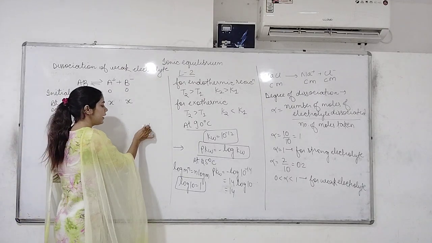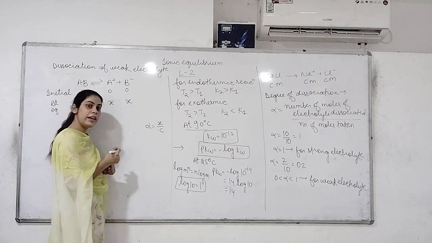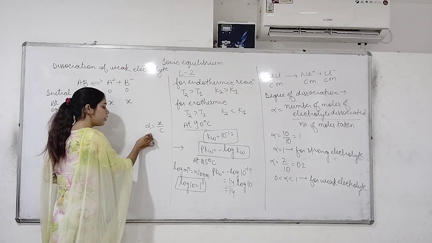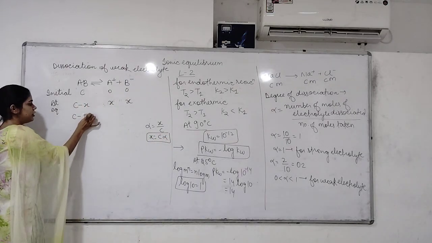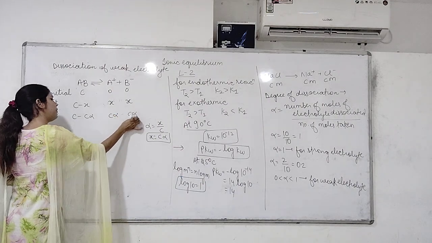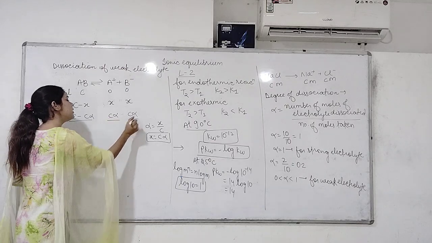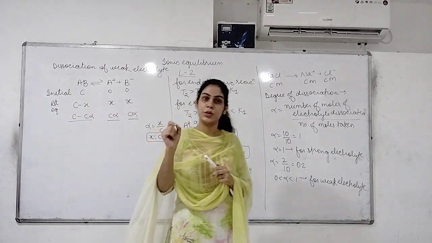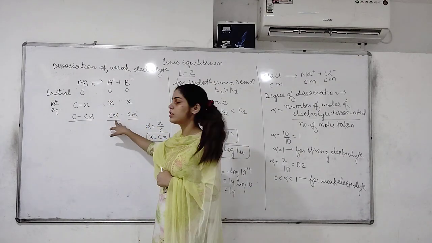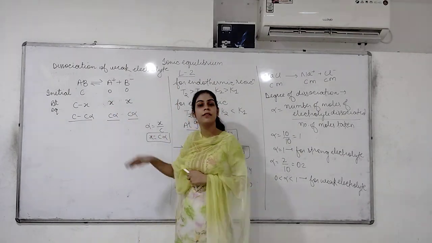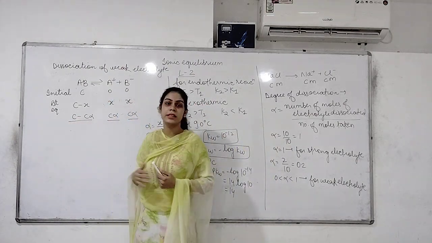I have told you that alpha is equal to amount dissociated upon initial concentration. Amount dissociated X, initial concentration is C. So X is equal to C alpha. So C minus C alpha, C alpha and C alpha. So now I know the concentration of different ions present in the solution of AB. Concentration of A positive is C alpha, concentration of B negative is also C alpha, and the concentration of AB at equilibrium is C minus C alpha.